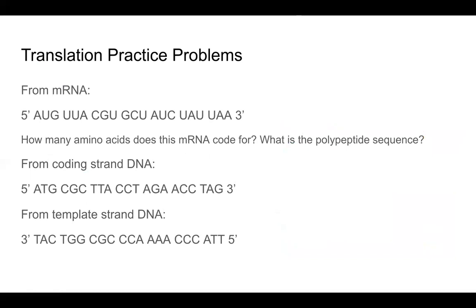Really quickly, we're going to go over some practice problems, but nobody's here, so we're just going to tell you the answers basically and work through how to do them. So we're given this mRNA strand right here, 5' AUG UUA, and then so forth until the 3'. And the question is asking how many amino acids does this mRNA code for? What is the polypeptide sequence?